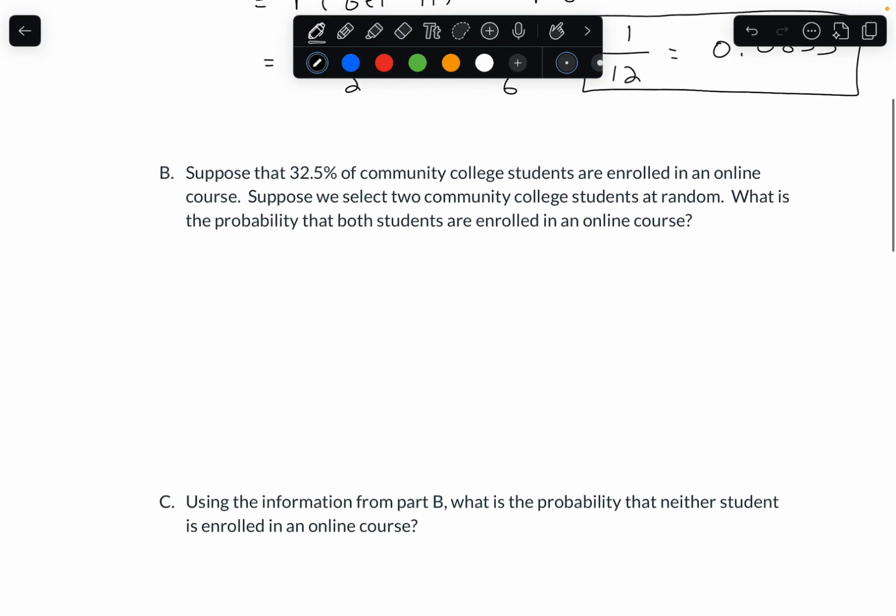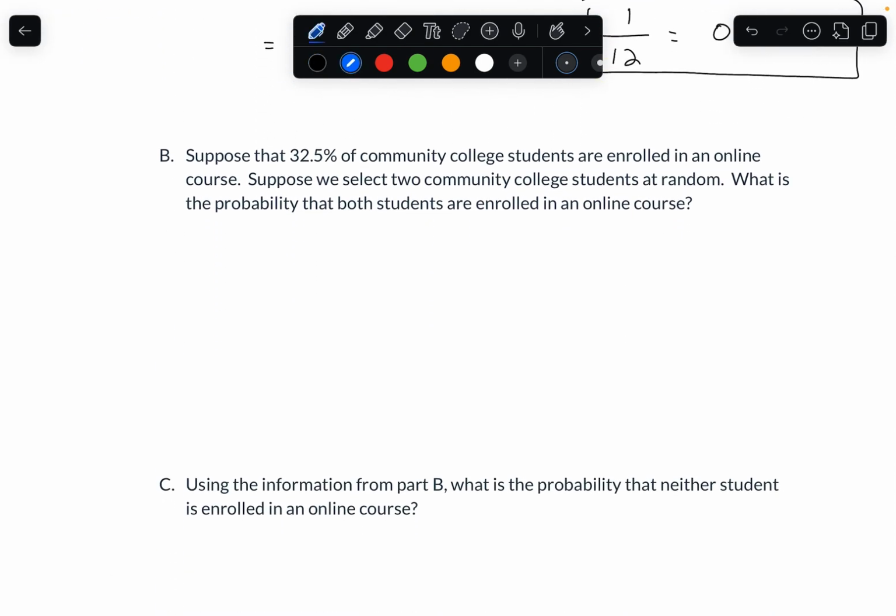Let's take a look at our next couple of examples. Part B says, suppose that 32.5% of community college students are enrolled in an online course. Suppose that we select 2 community college students at random. What is the probability that both students are enrolled in an online course? So I want essentially the probability that the first is in an online course, and I want the second one to also be in an online course.